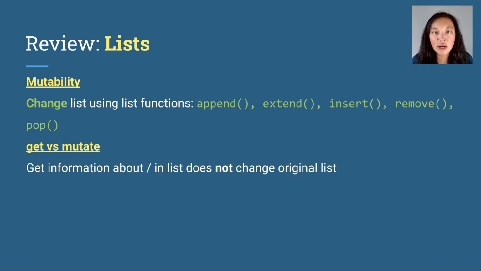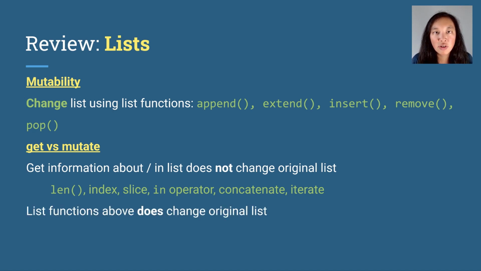And when we're just getting information about the list or items in the list, it does not change the list itself. So using the length function, indexing into a list, slicing one, using the in operator, concatenating them, or iterating over them does not change the list. It only gets information about the list or gets items from the list. The list functions above here, append, extend, insert, remove, and pop, however, do change or mutate the list. So the original list is going to change.